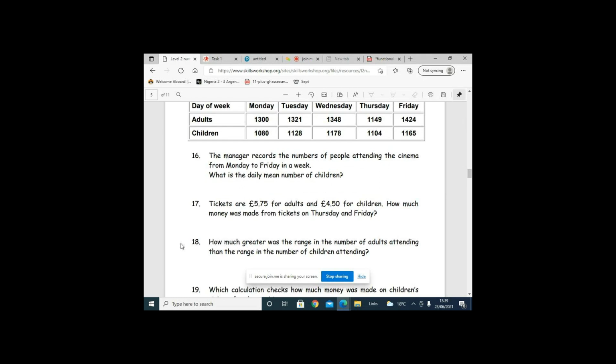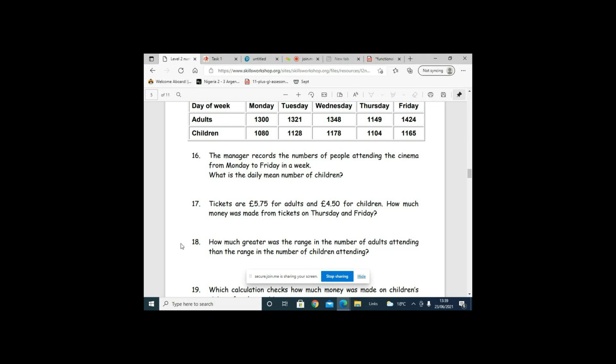I want to try question 18. Sorry, yeah, question 18, please. Okay, no problem. So I was asking about question 17. When we multiply, we're supposed to add Thursday and Friday values, then times 5.75. Same for children too. They do not add them together.